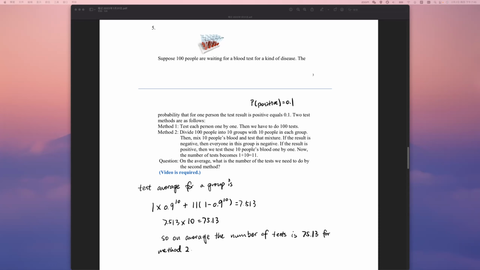And so the average number of tests required in this question, the final answer should be 75.13.